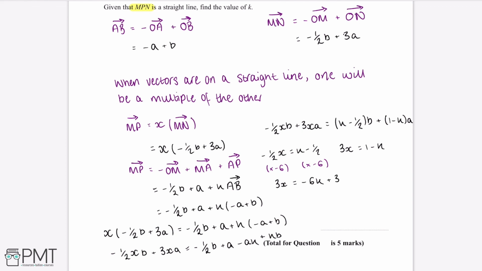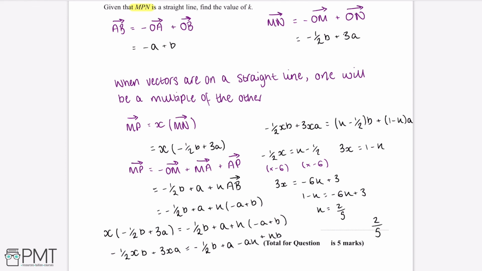Now we have two equations for 3x, so we can put these two equations equal to each other. This gives us 1 minus k is equal to negative 6k plus 3. The final thing we need to do is rearrange this equation to make k the subject in order to get our final answer. If we rearrange this equation, this gives us that k is equal to 2 over 5. And this is our final answer.